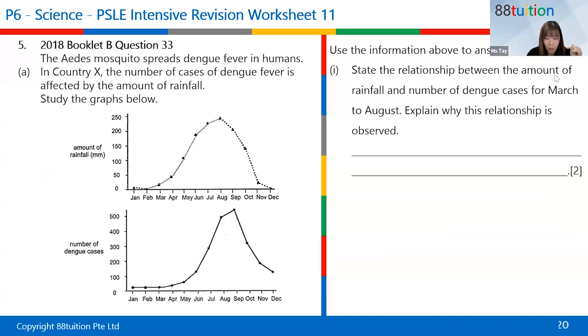State the relationship between the amount of rainfall and number of dengue cases from March to August. Explain why this relationship is observed. So if you look at the graph, okay, from January all the way to December, right? They want you to focus on March to August. Okay, so if you look here, the number of dengue cases from March to August is in this kind of increasing trend. Okay, the rainfall is also quite a lot during this entire period. So it peaked, right, at August here.